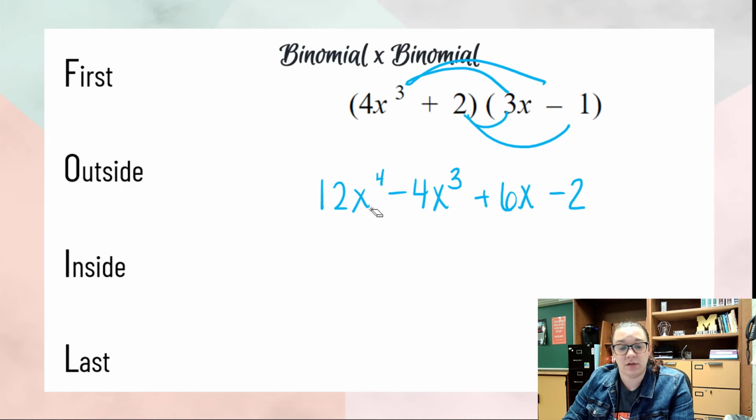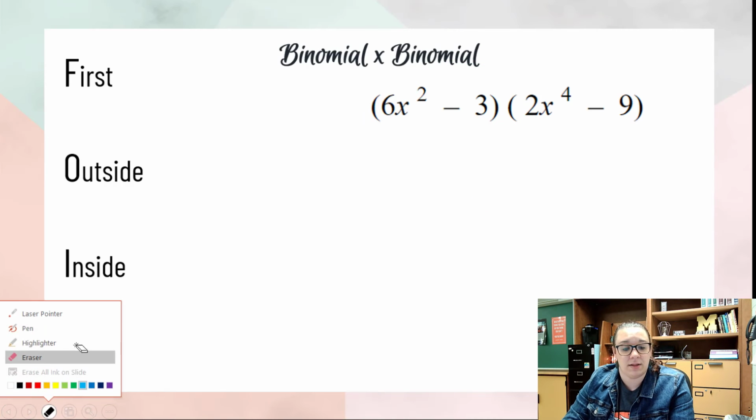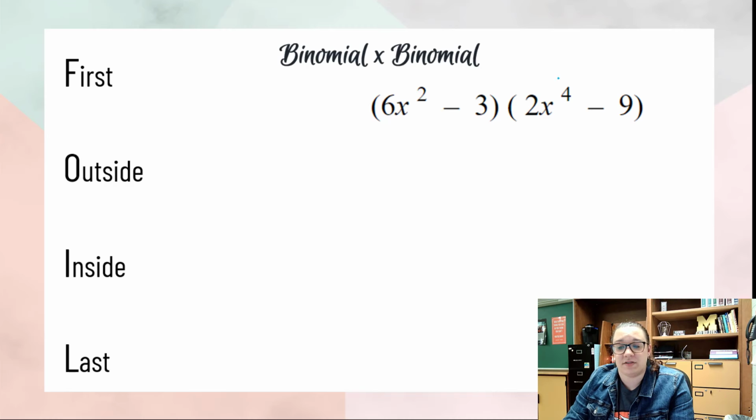You have 12x to the fourth, and there's no other x to the fourths. You have x to the third, and there's no other x to the thirds. You have 6x, and there's no other 6x's, and you have negative 2. There's nothing you can actually combine here. We are done. Let's go to the next one, where we've still got exponents.